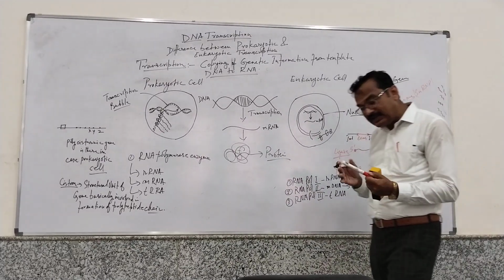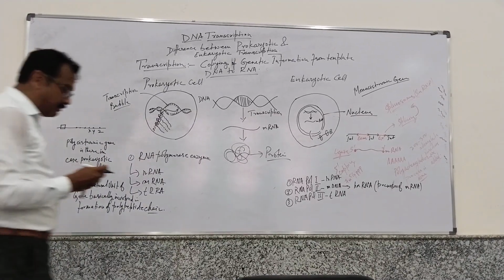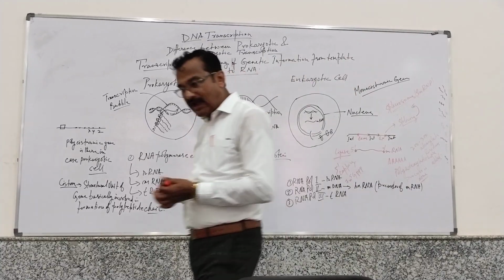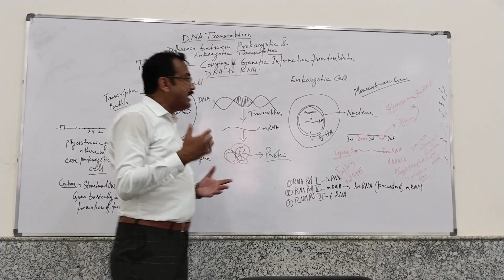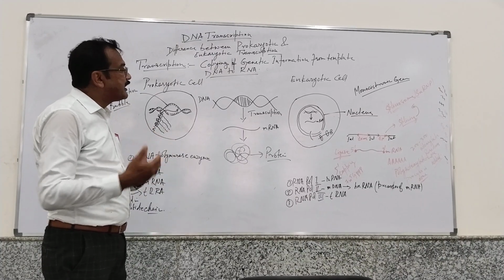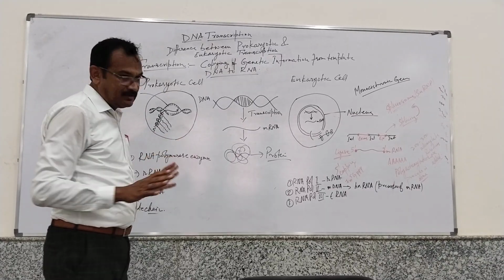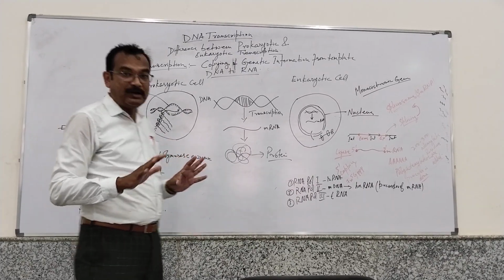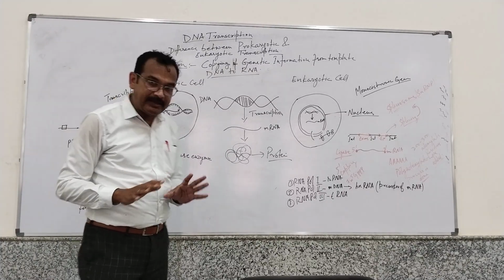So these are the 5 characteristic differences. Although there may be many more differences, I am not going into them. These are the major 5 differences. There are various aspects by which I can draw differences between prokaryotic and eukaryotic transcription, but those are not the major ones. These 5 major differences are there between the prokaryotic cell and the eukaryotic cell. I hope you will benefit from this lecture. Thank you.